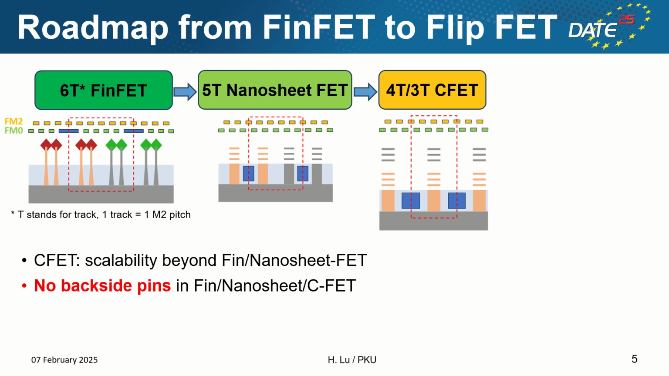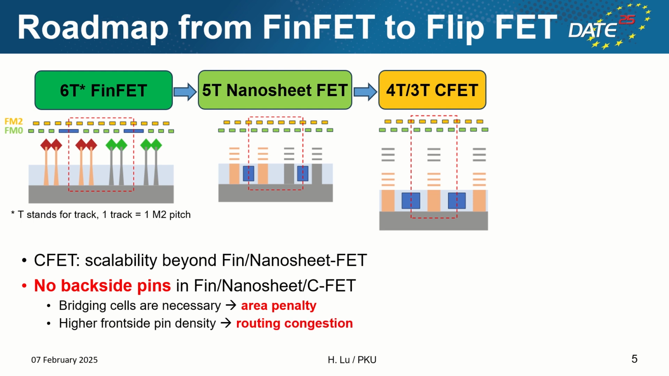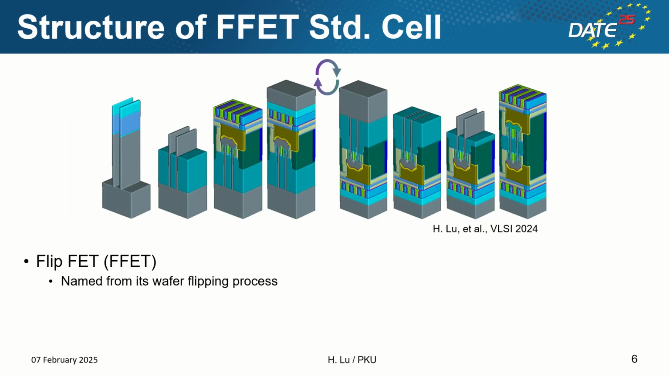However, backside pins are not supported in any of these 3D transistor standard cells due to the limitation of device structure and process complexity. Bridging cells such as the nano TSV are necessary for backside signal routing, which leads to huge area penalty. Moreover, the ultra-scaled CFET standard cell has higher frontside pin density than the non-stacked FET standard cell. This will cause the routing congestion issue.